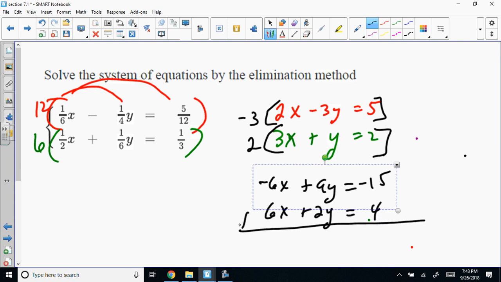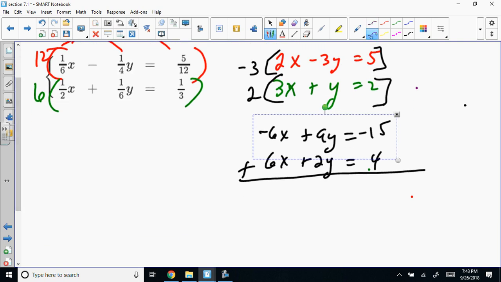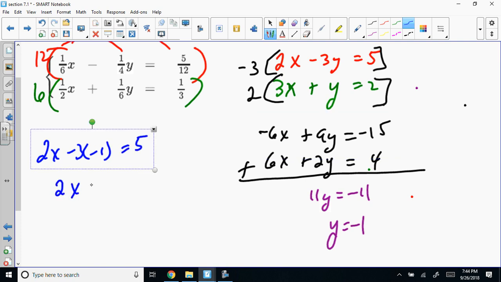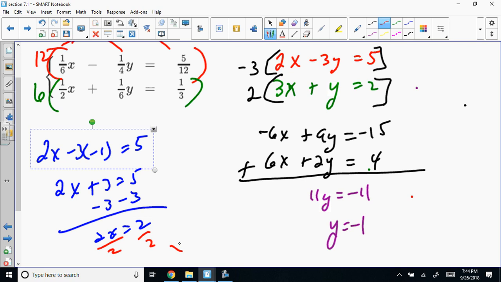Now, that gives me 11y equals to what? -11? So y equals -1. So if y equals -1, then I can say 2x minus 3 times -1 equals 5. So 2x plus 3 equals 5, minus 3, so 2x equals 2. Divide by 2, x equals 1. So I have 1, -1. That's my answer. Y'all good with that?